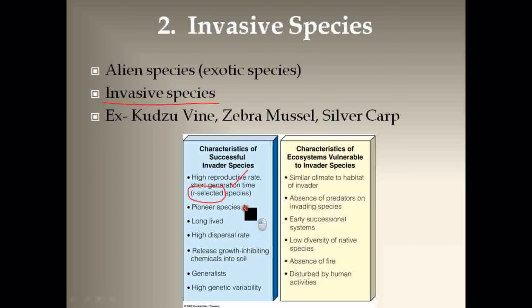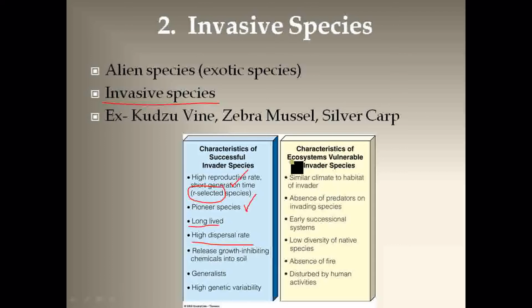They're pioneer species. They can get started in a wide variety of ecosystems and survive. They live a long time. They have great dispersal. You get the idea. These are species that can thrive. And so you introduce them in an ecosystem they don't belong, and they are ready for it.